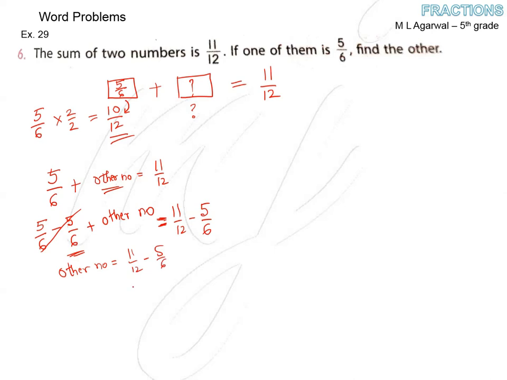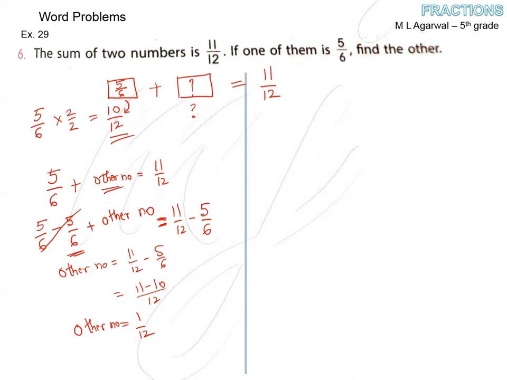Taking the LCM, this becomes 12. So 11 minus 5 2s are 10 because 6 2s are 12. So I have to multiply this by 2. So 10. So my other number is 1 upon 12. Correct? Understood how to solve this or how to get it? Understand how to solve it and then write the steps of solving it.